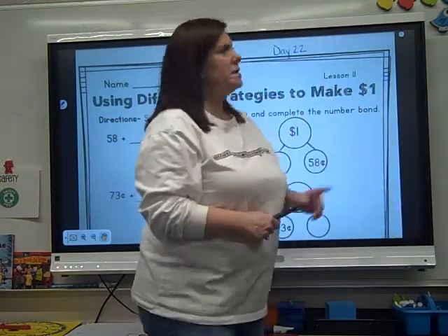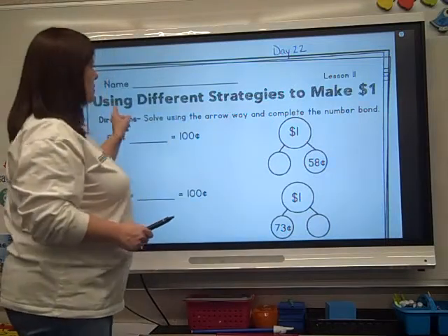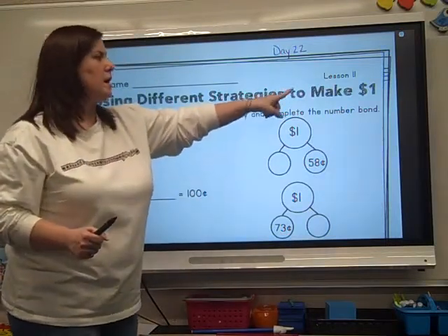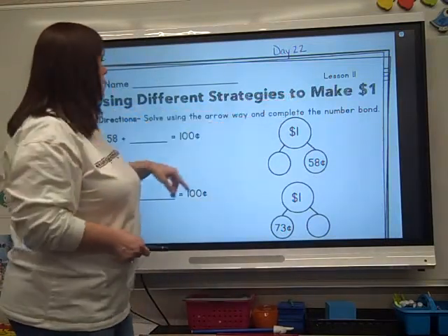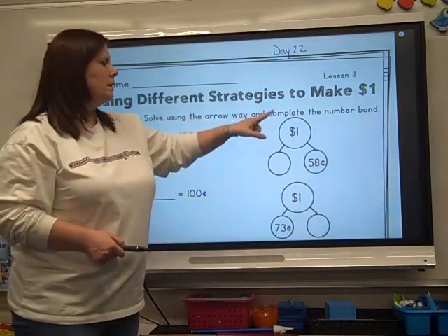This is your math lesson. Make sure it says day 22 and it looks like this. It says using different strategies to make $1, okay? It says solve using the arrow way and complete the number line.